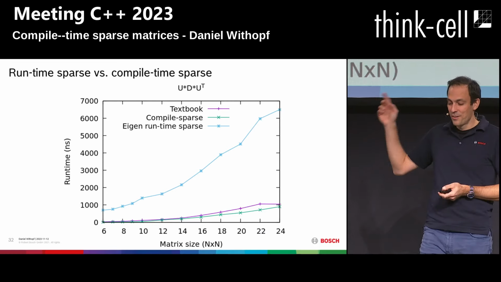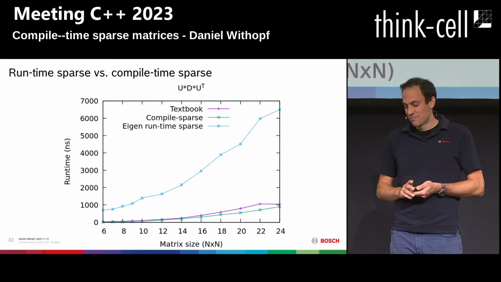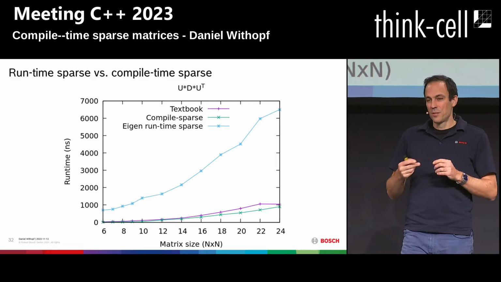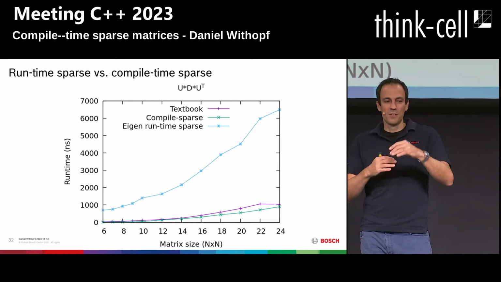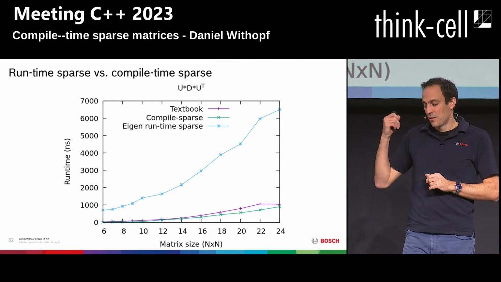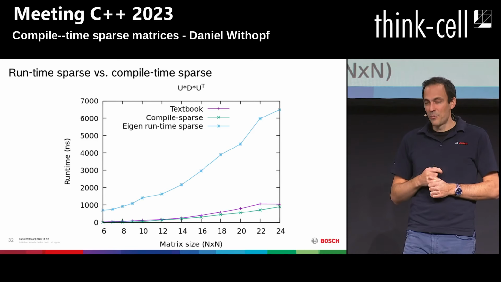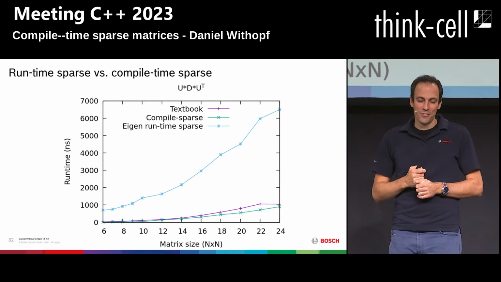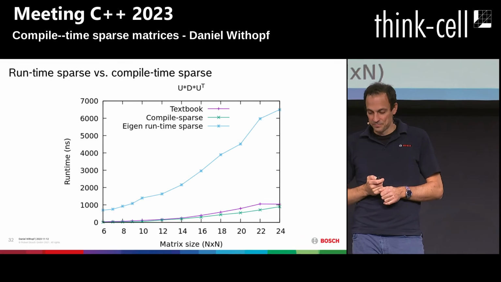Good, just for fun, I also included Eigen runtime sparse matrices in the comparison, but that's fairly unfair. As you can see, Eigen is fairly slow. You also need three arrays to represent runtime sparse matrices, because you have the actual values and the row and column indices. You have to access all of that at runtime. This is fairly slow, especially for these small matrices. Of course, if it's in the order of thousands, then definitely the other one is better. Your compiler would explode if you try to do the compile time thing with matrices of that size. So it always depends what your problem actually is.